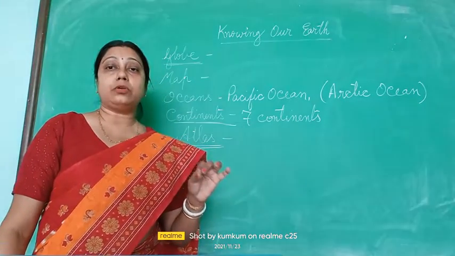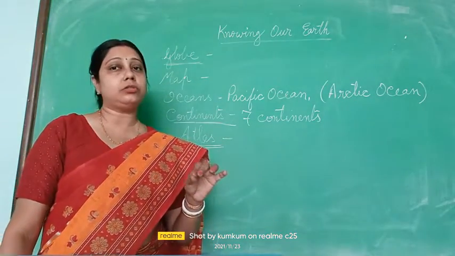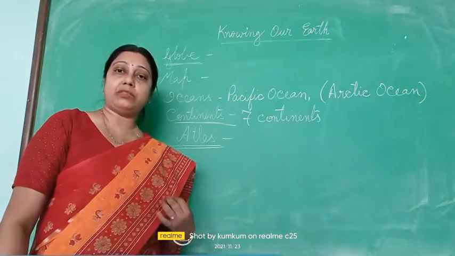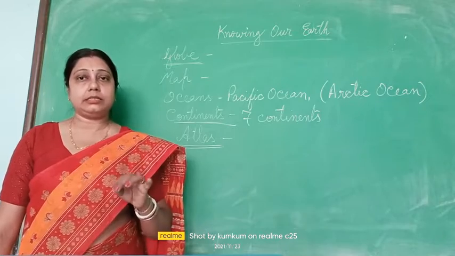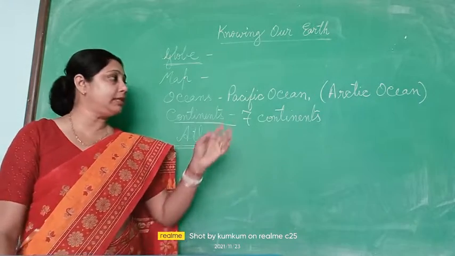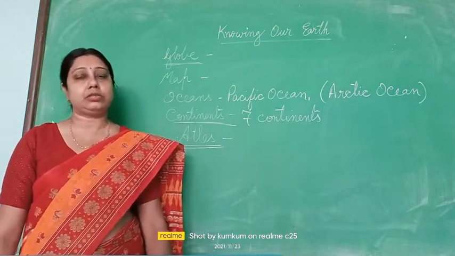And the deepest place on Earth is Mariana Trench. That also you have to remember. In the Pacific Ocean, the deepest place on the Earth is Mariana Trench, which is found in the Pacific Ocean, the largest ocean in the world.